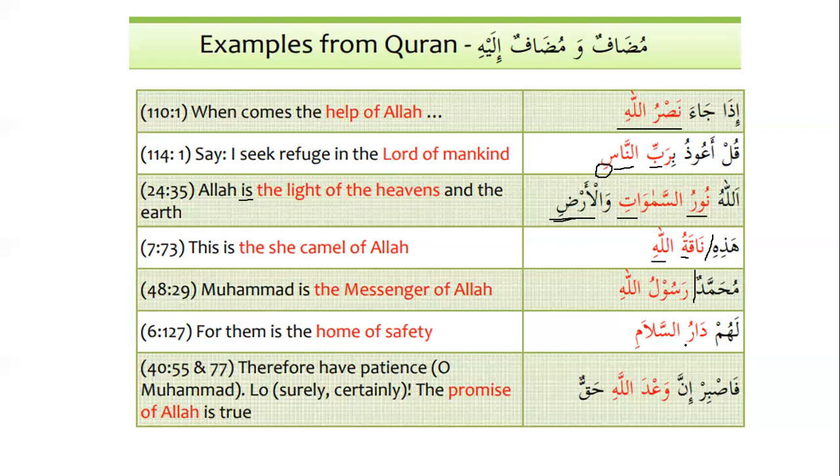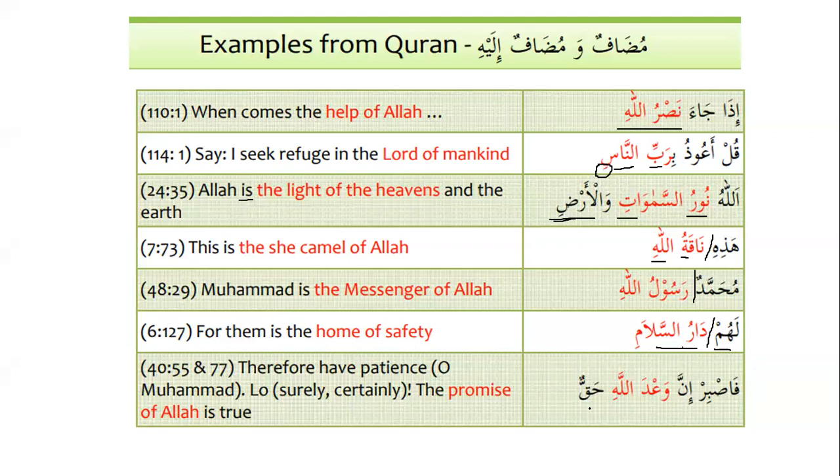Lahum darus salami. For them is the home of safety. What kind of sentence is this? Mubtada muakhar. Excellent. MashaAllah, you remember now that darus salami is basically a proper noun because as-salam, the mudaf ilayh, is proper. So dar also becomes proper. So it's mubtada muakhar and khabar muqaddam, and lahum is jar majroor. So we know jar majroor cannot be mubtada. It will always be a khabar.